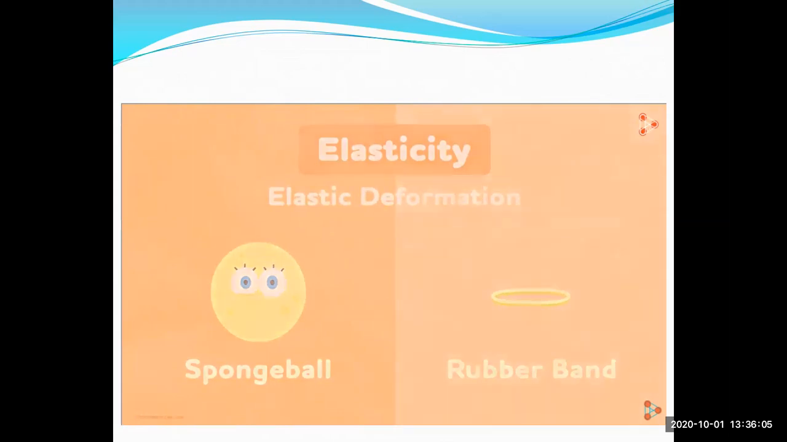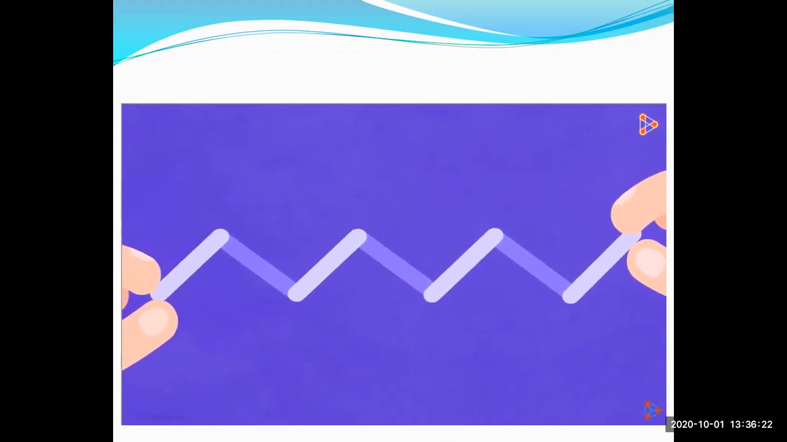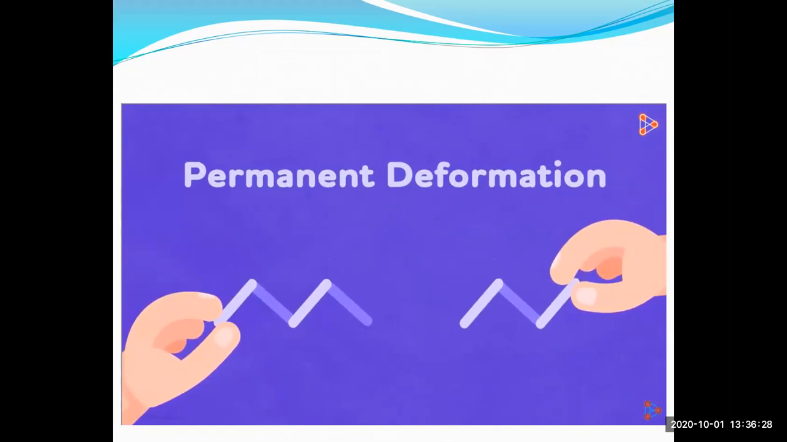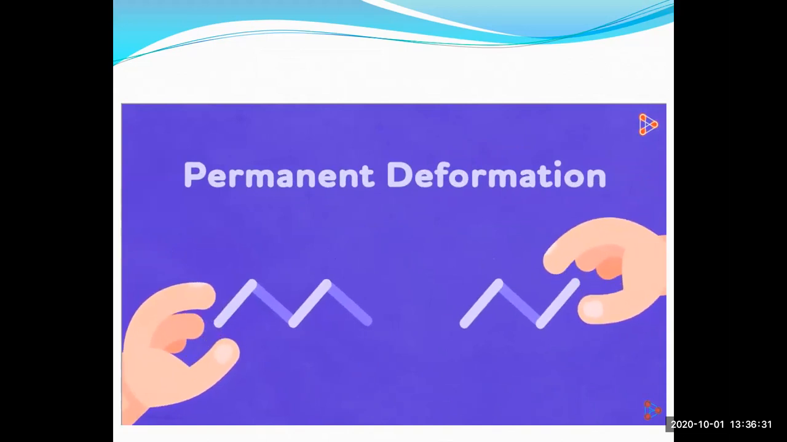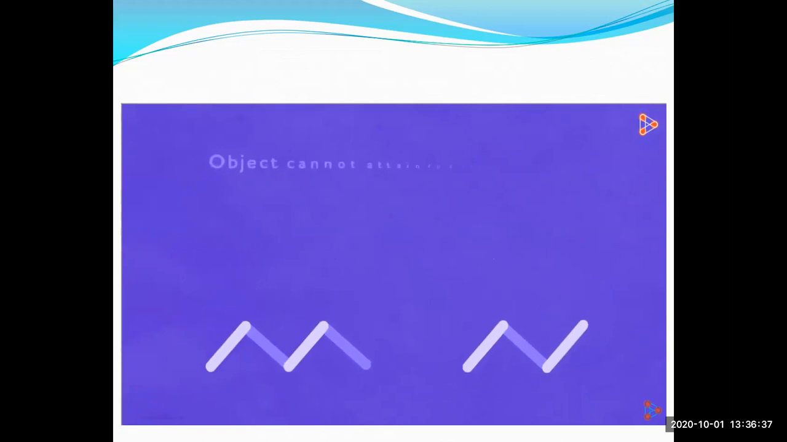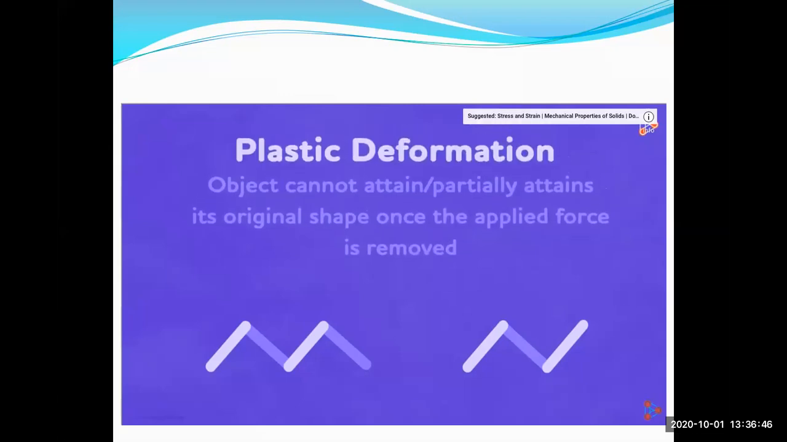But is there a limit to the elasticity of an object? Do elastic objects remain elastic forever? Not really. For instance, if a great amount of force is applied to a spring, it simply won't be able to stretch further than a certain point. But if the force becomes excessive, the spring will get permanently deformed and may even break if we keep increasing the force. Hence, the spring does not remain elastic forever. This type of deformation, where the object is unable to attain, or only partially attains, its original shape once the deforming force is removed, is called plastic deformation.